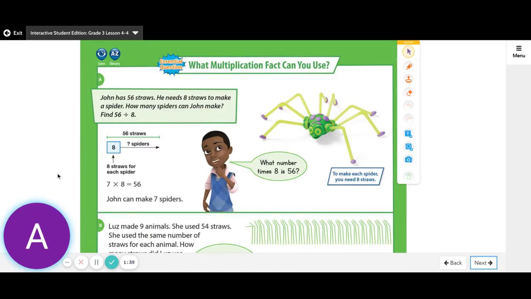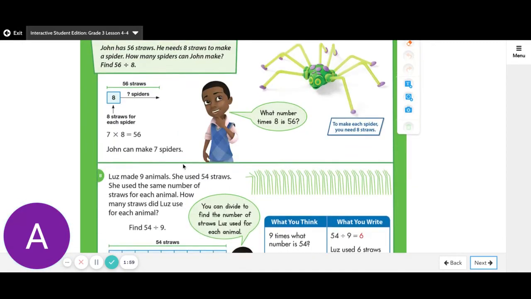So John has 56 straws. He needs 8 straws to make a spider. How many spiders can John make? Find 56 divided by 8. So we think about 56. We know there's 8 straws per spider. So we can think something times 8 is 56. He knows 7 times 8 is 56. So John can make 7 spiders.